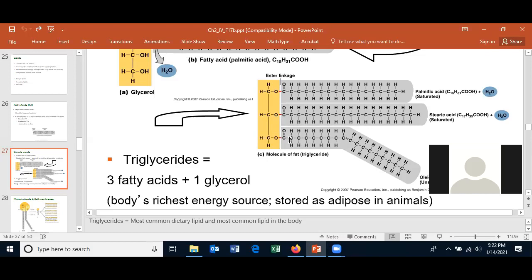Especially if it's saturated. It's not a good thing to eat a lot of saturated fats. It'd be much healthier to eat unsaturated oils that you can find in vegetable oils, as well as protein and carbohydrates. Any question about that?